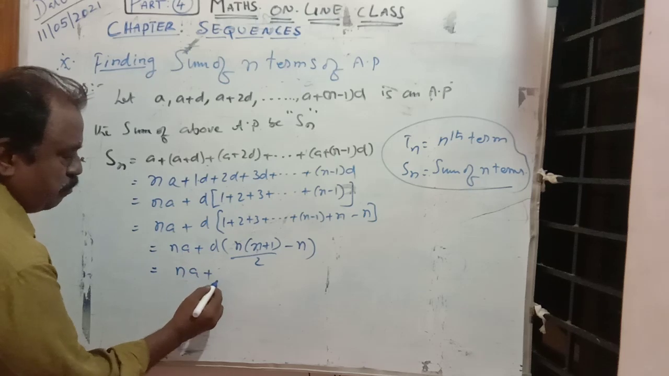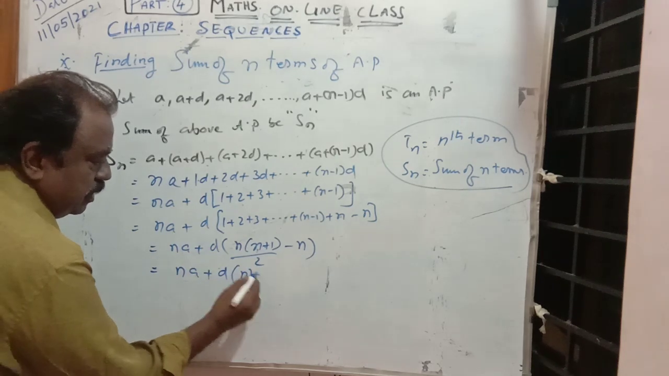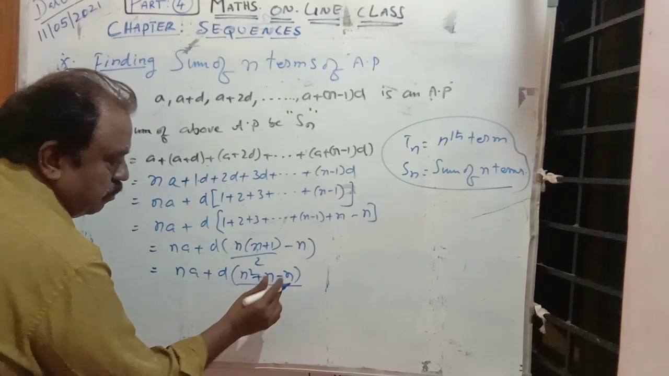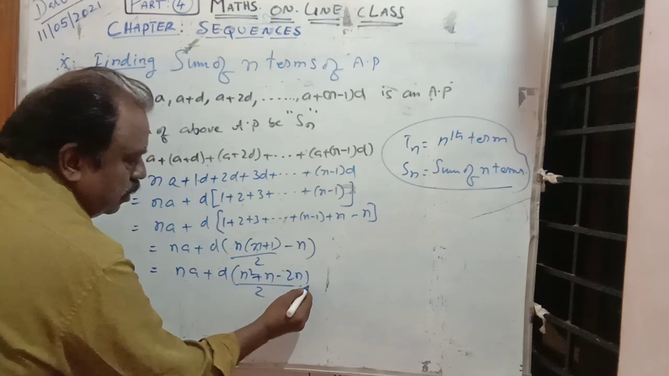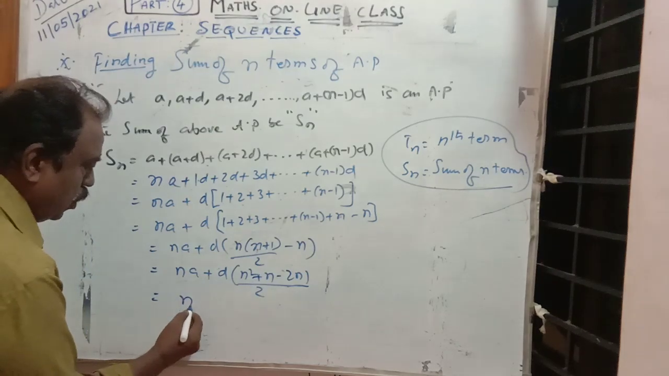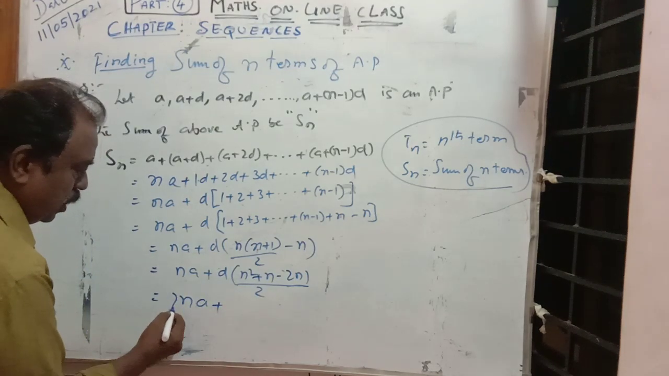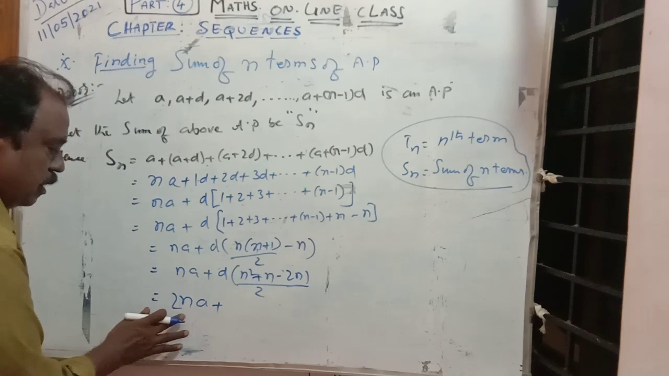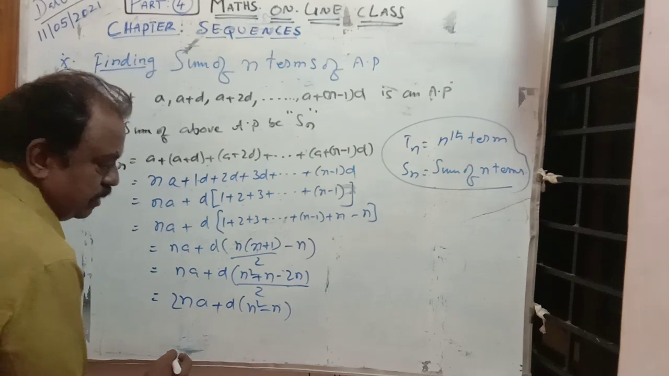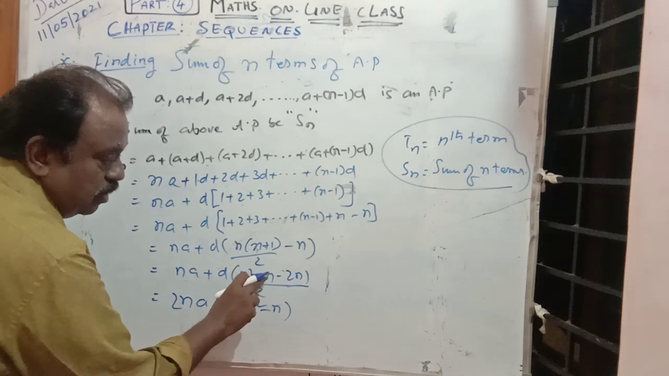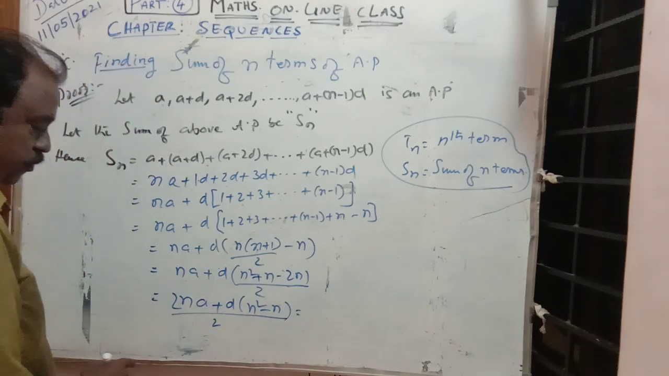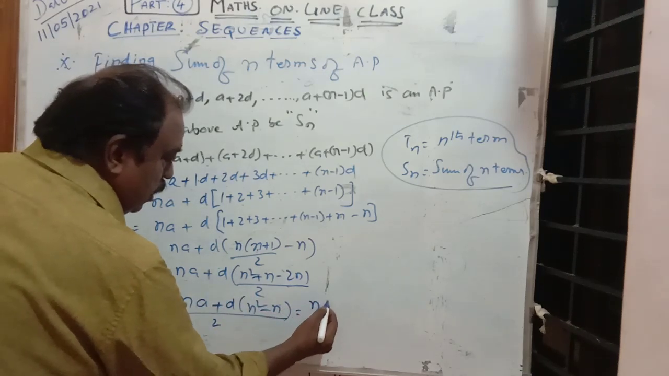So it is n a plus D of n into n square plus n minus n minus 2n. It is 2n. Will you agree? LCM 2 is there, 2n by 2. So it is n a, or let it be 2na plus D of n square minus n. Will you agree? n square plus n minus 2n means n square minus n, totally by 2. Now I will write here.